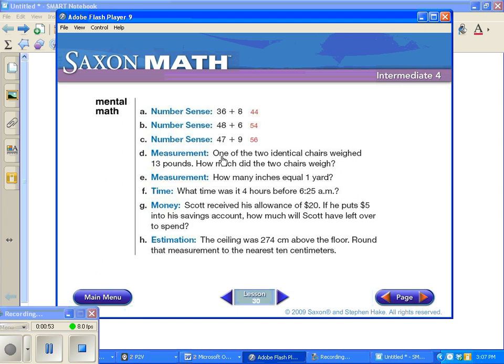56. Measurement. One of the two identical chairs weighed 13 pounds. How much did the two chairs weigh? Well, that would be 13 plus 13, and that would be 26 pounds. How many inches equal 1 yard? Well, first of all, I like to think of feet and yards, and I know there are 3 feet in a yard. And if I think about my foot ruler, that's got 12 inches on it. It's got 3 rulers. Each ruler has 12 inches, so 3 times 12 is 36 inches.